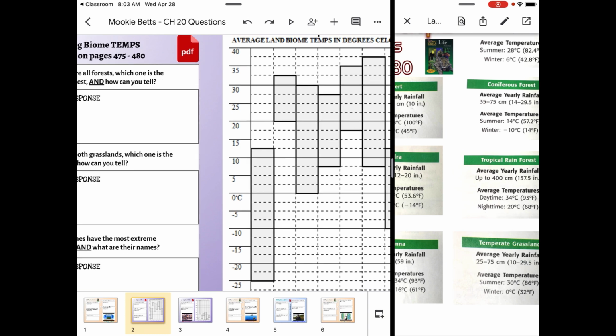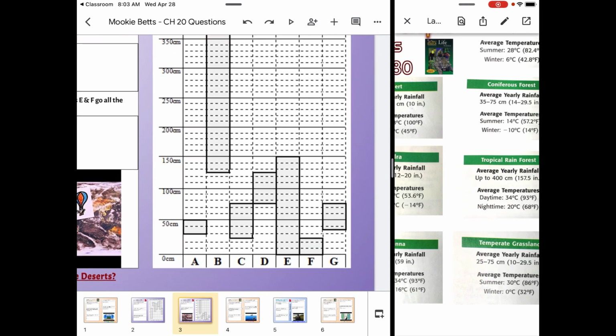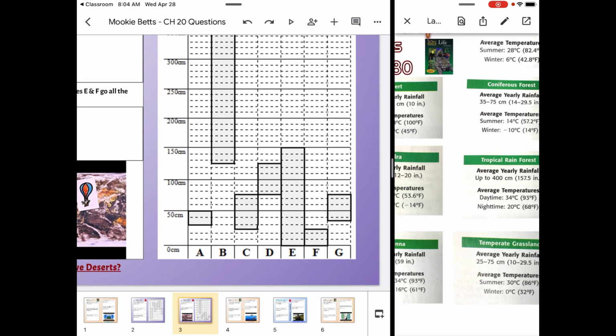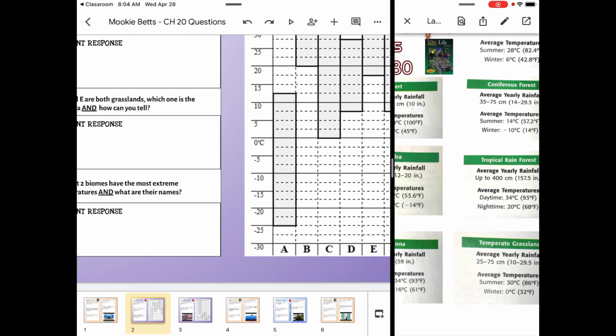So, to look at this more carefully, E and F go all the way to the bottom. The bottom in this case is 0. In the other graph, the bottom was negative 30. So we don't get negative rain. I don't know what that would be. Evaporation, water going up into the sky. But we do get negative degrees Celsius.